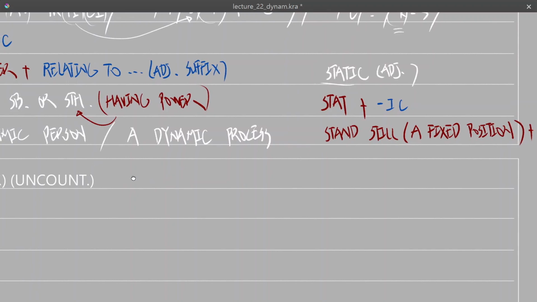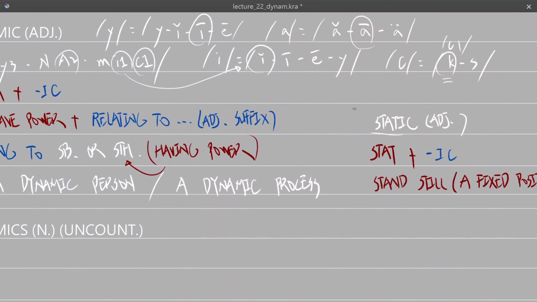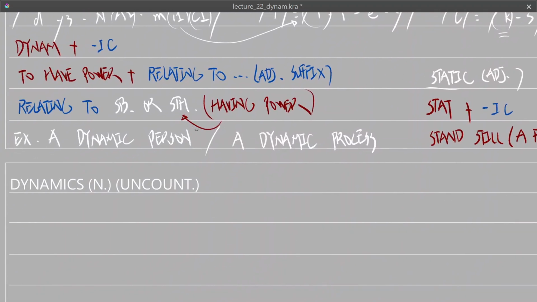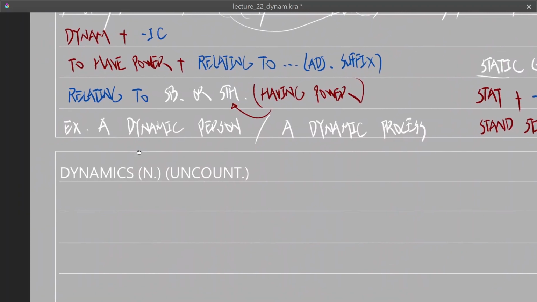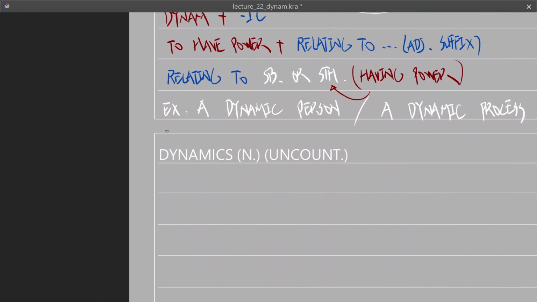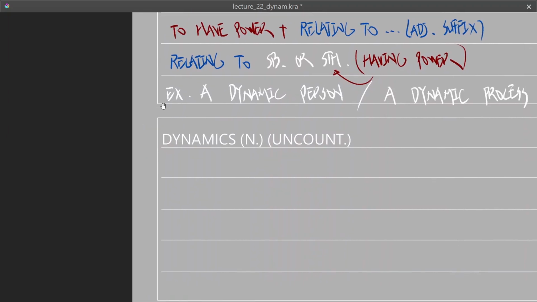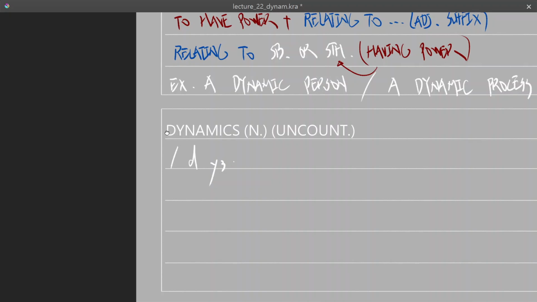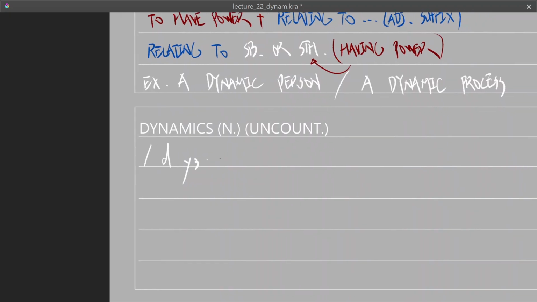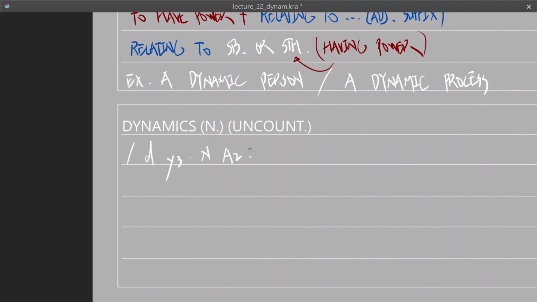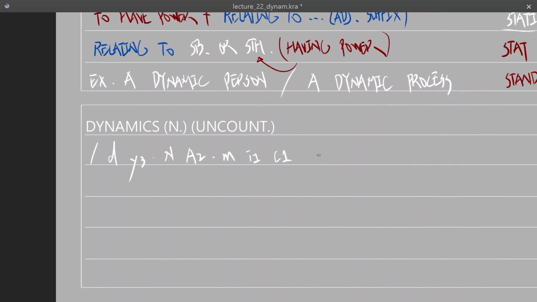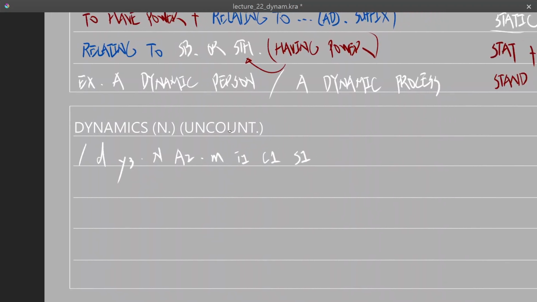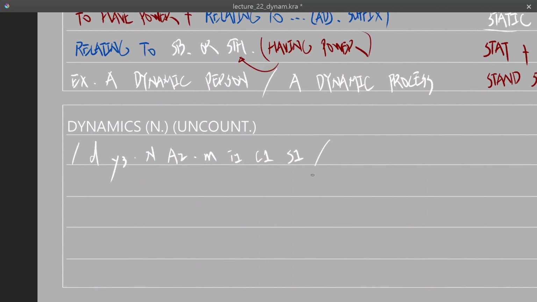All right, so we have dynamic and static. The next word is dynamics. We have the third sound for e-i-e, dynamics, and the first sound of s. So dynamics.